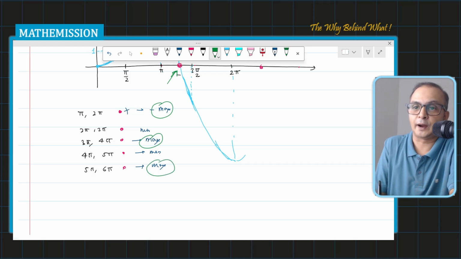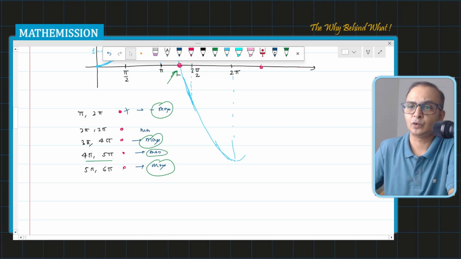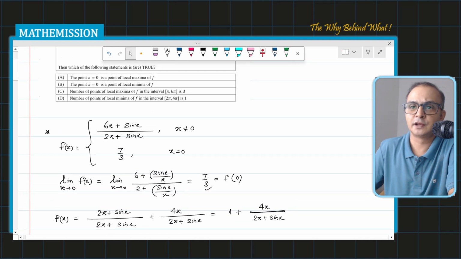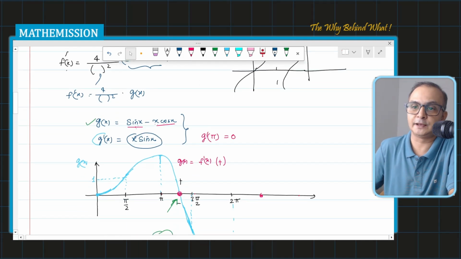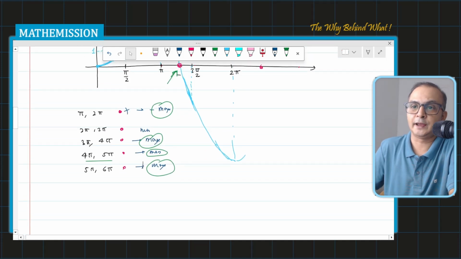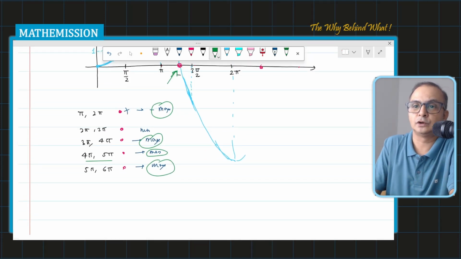And you can see that from 4 pi to 5 pi, we are getting the minimum value. What they're asking in the other option: the number of points of local minima of f in the interval 2 pi to 4 pi is 1. So 2 pi to 3 pi, there's one minima I'm getting, and 4 pi to 5 pi, I'm getting one more minima. So for 2 pi to 4 pi, yes, there's one minima here, because in 2 pi to 4 pi we only get it here.